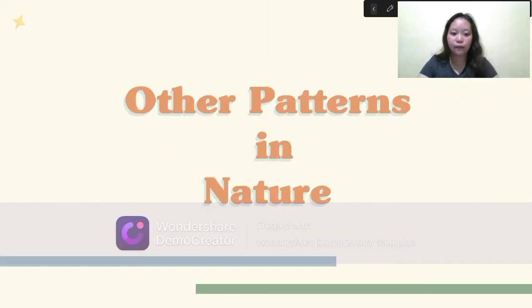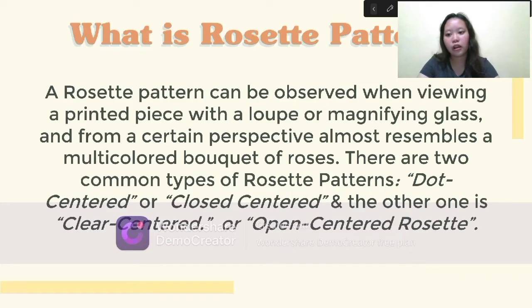So this time, we'll be moving on to the other patterns in nature. I chose the rosette patterns. A rosette pattern can be observed when viewing a printed piece with a loupe or magnifying glass, and from a certain perspective almost resembles a multicolored bouquet of roses. There are two common types of rosette patterns, dot-centered or close-centered, and the other one is clear-centered or open-centered rosette.